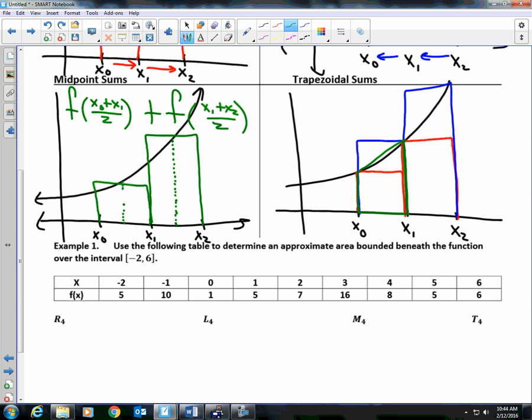I have a side, a bottom, here's my top. Can somebody tell me by looking at the red and the blue how we would generate the trapezoidal sum?